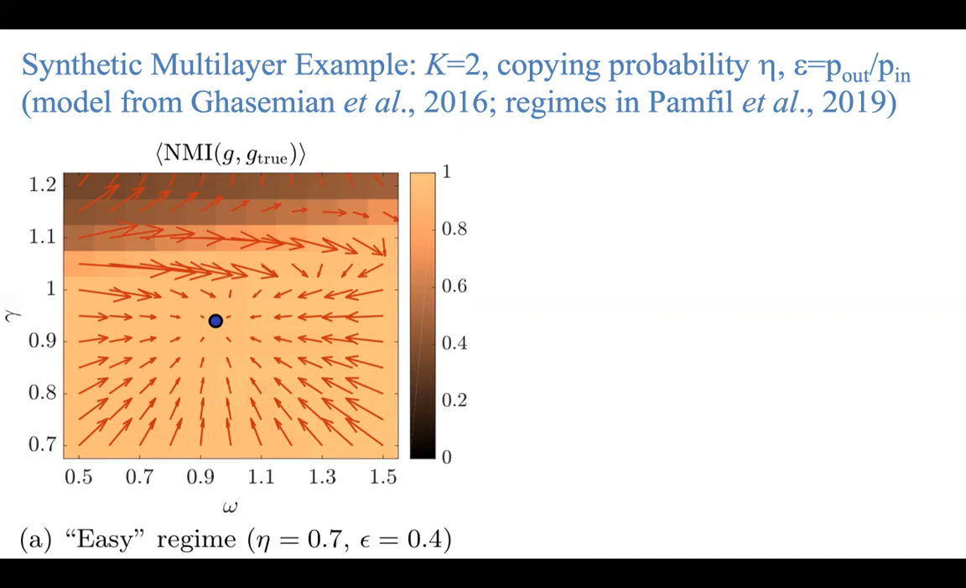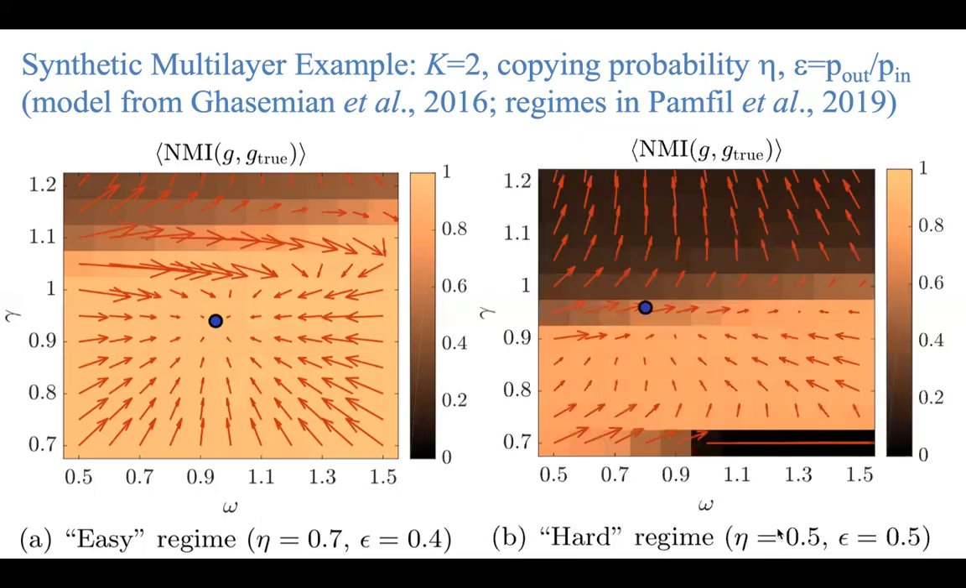So this is their easy regime, because you can see that as long as you start at values of gamma that are small enough, eventually everything is going to step around and point towards this blue dot. There is a regime up here at the top where, at large enough values of gamma, everything seems to flow away. However, they also demonstrate a hard regime. And in the hard regime, with a smaller copying probability and a higher rate of out community edges, everything eventually diverges away to larger values of gamma. Even at the blue point here, you can see that partitions found by the algorithm at values of gamma and omega near the blue point step away from the blue point, towards much larger values of gamma.